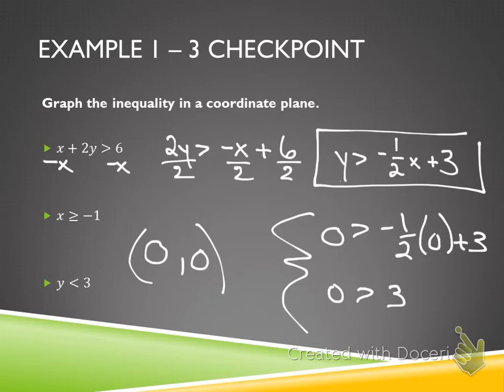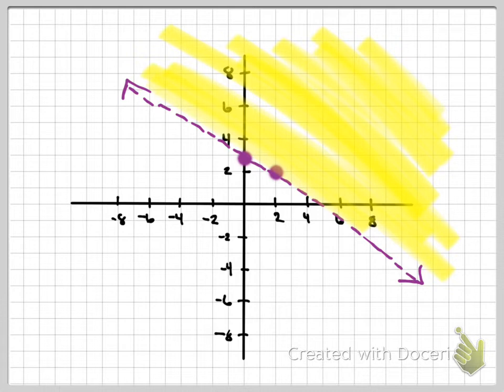0. So is it true that 0 is greater than 3? No, it is not true. So I come back and I highlight the region that does not include my 0, 0 test point because it wasn't true. If it was true, then I would have highlighted the other side.